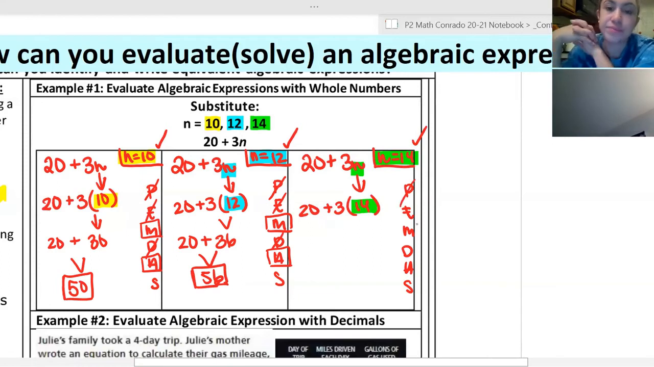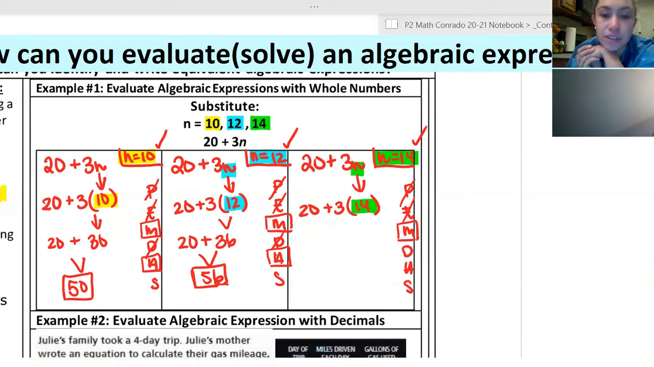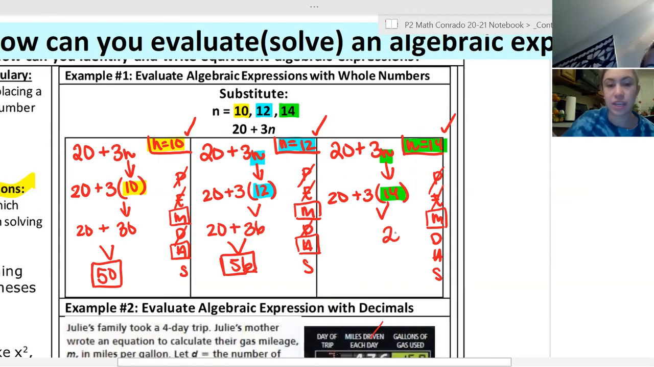We're all done. In our third expression, we don't have any parentheses or exponents, but we do have multiplication. So let's multiply: 3 times 14 is 42. We rewrite our entire expression. There's no division. We have addition, so we add 20 plus 42 is 62. And we are done.